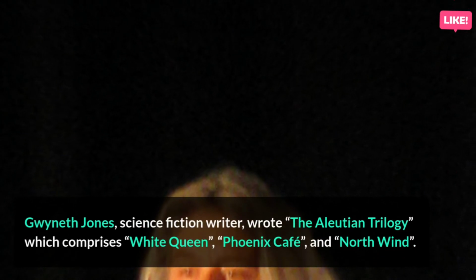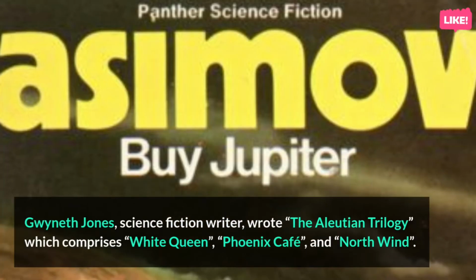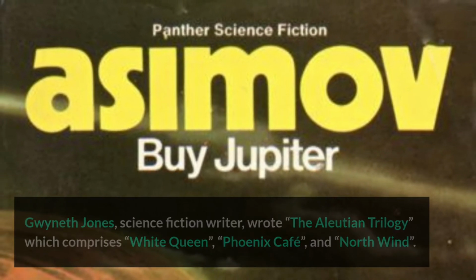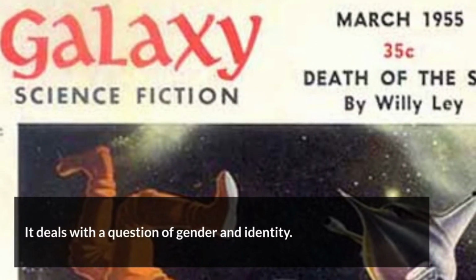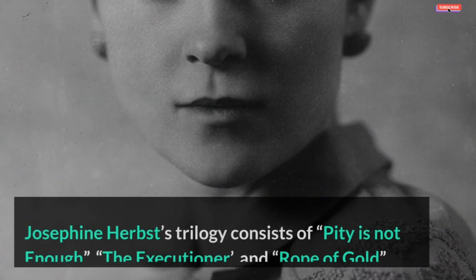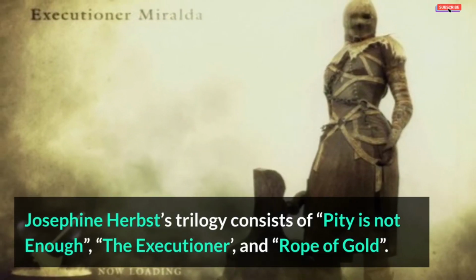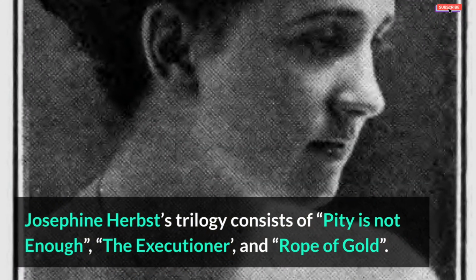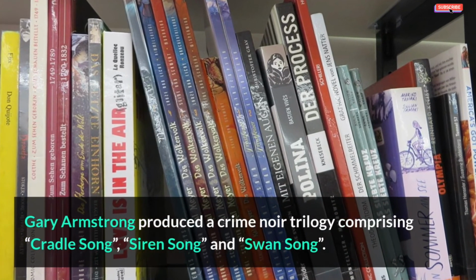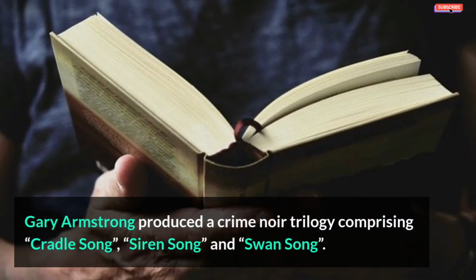British aristocrat. Gwyneth Jones, science fiction writer, wrote the Aleutian Trilogy, which comprises White Queen, Phoenix Cafe, and North Wind. It deals with the question of gender and identity. Josephine Herbst's trilogy consists of Pity Is Not Enough, The Executioner, and Rope of Gold. Gary Armstrong produced a crime noir trilogy comprising Cradle Song, Siren Song and Swan Song.